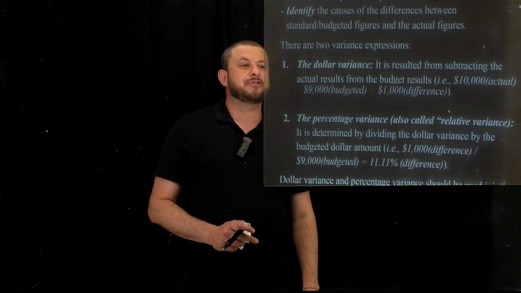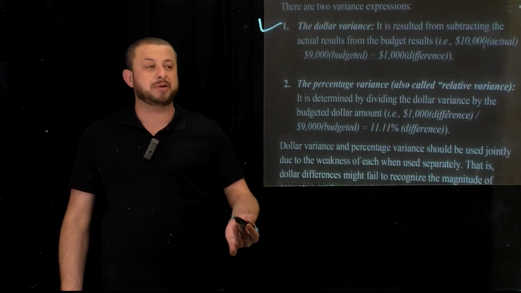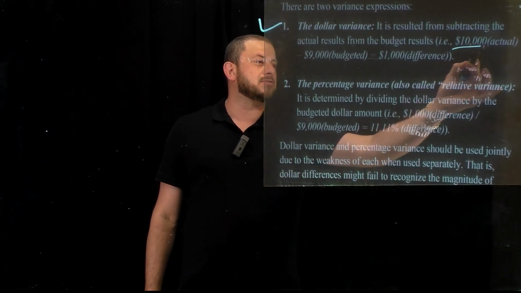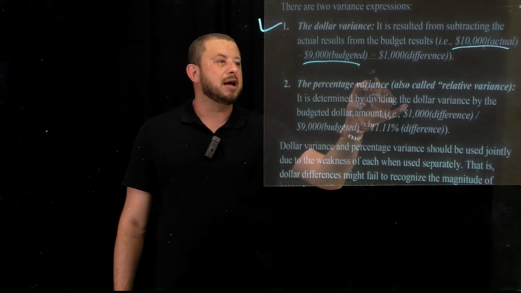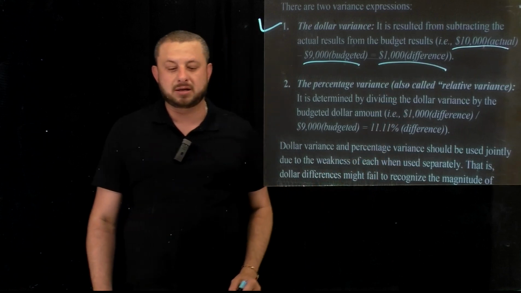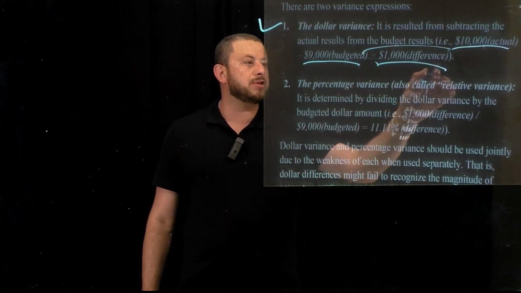Guys, there are two different variance expressions we're going to talk about. First one is dollar variance, very easy. We have, let's say, $10,000 actual revenues versus $9,000 budgeted, and the difference will become $1,000, okay? So we have a $1,000 difference, and this is the dollar variance.